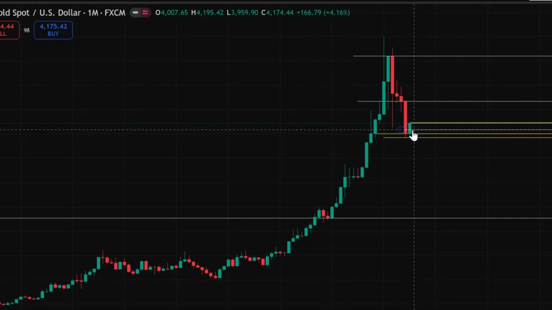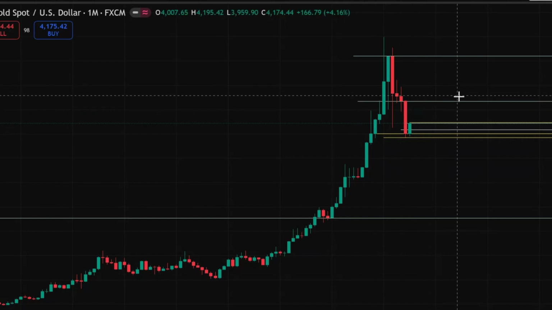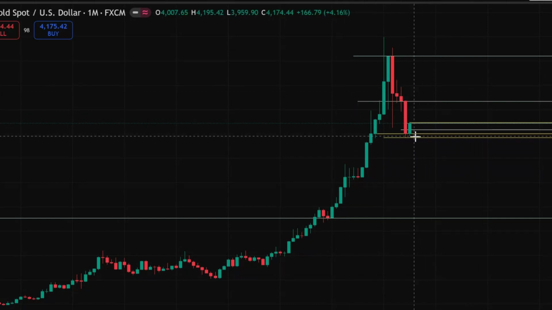So this is the monthly time frame showing some bullishness. We're waiting to see next week if the market will continue. This is the level of return, waiting to see if this can be a good support. Let's check the weekly time frame to confirm that.